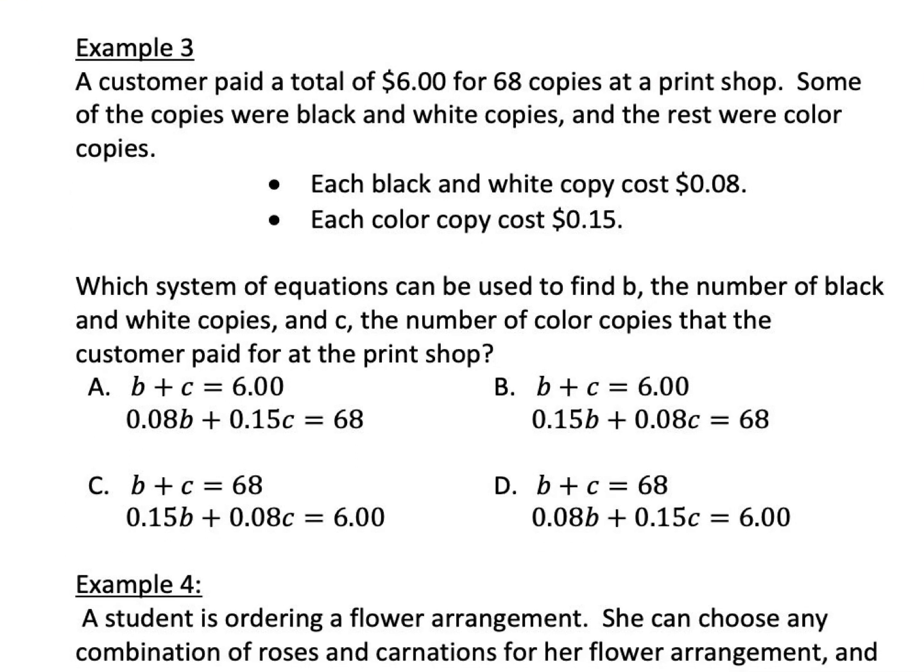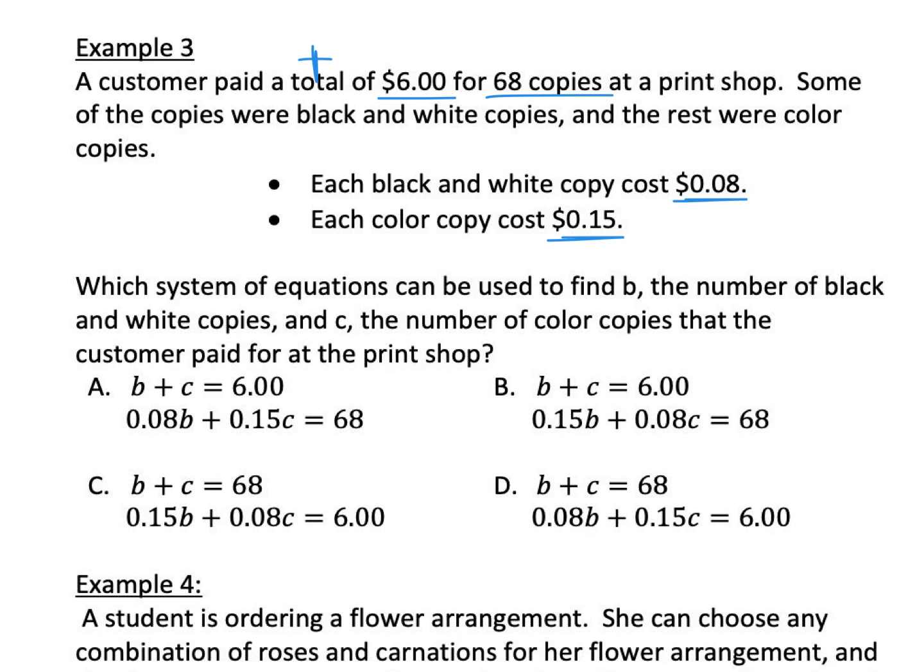Here we have a word problem. So again, we're looking like we have money and we have copies and we have total. So that tells us we've got adding in there. So we know $6 is being spent, 68 copies. Some of the copies were black and white and the rest were color. And then it tells us in this one, we have black and white cost 8 cents and color was 15.